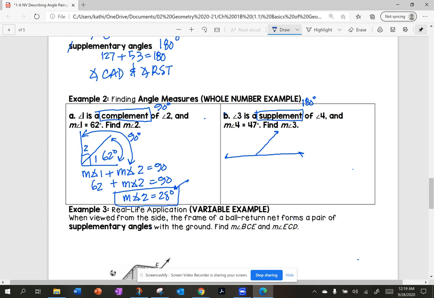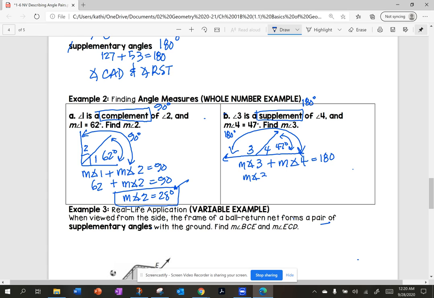So I have angle 3 and angle 4. And I know angle 4 is 47 degrees. And I know the whole thing is 180. So I can write my equation to say the measure of angle 3 plus the measure of angle 4 equals my total of 180. Substituting 47 in for the measure of angle 4.